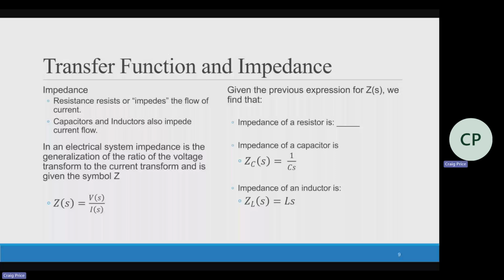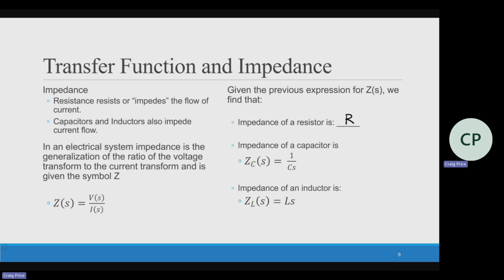So if the impedance is equal to the voltage transform over the current transform, what is the impedance of a resistor? What would you say it is? Ohms, yeah, or R. So the impedance of a resistor is just R. Yes, the ohms. What if it's a 1 kilo ohm resistor? It's 1 kilo ohm. That's the impedance. It's just equal to the resistance.